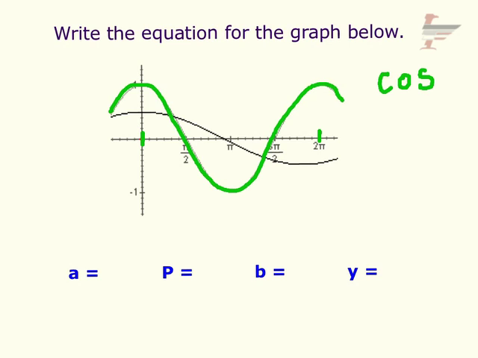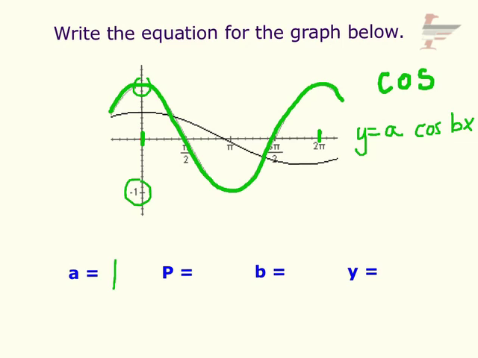Again, you have to remind yourself that the equation is y equals a times cosine of b x. So we obviously have to figure out what a and b are. I know that a is my amplitude, and it's pretty easy to see that my amplitude is 1, because the min and the max of my cosine wave is 1. So my a is 1.